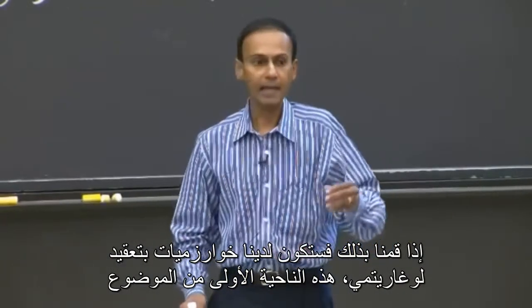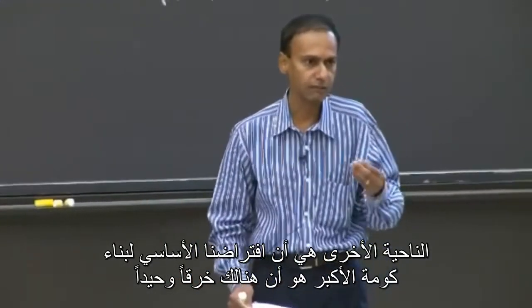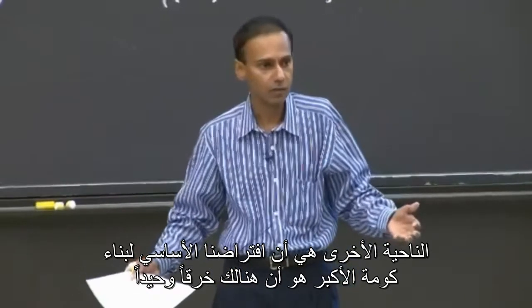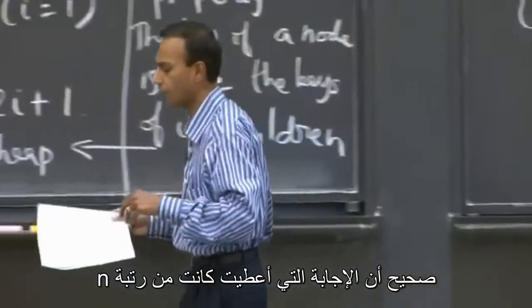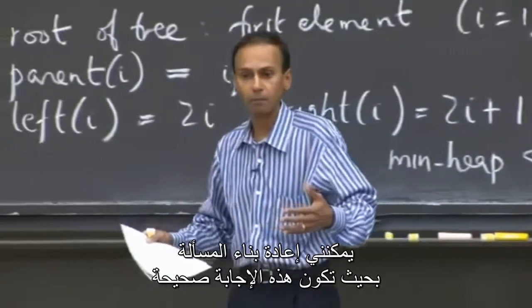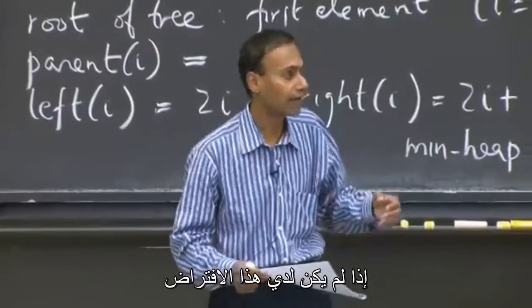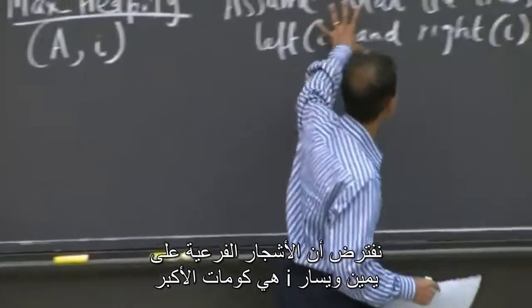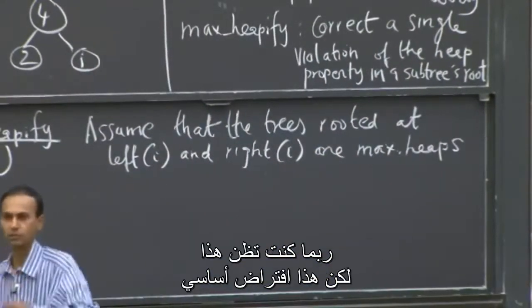That was one aspect of it. The other aspect is the key assumption that we're making with respect to build max heap, that there was a single violation. It is true that the answer that was given, order n, would be a problem. I could set it up so that's actually the right answer if I did not have this assumption. Where do I have that here? Assume that the trees rooted at left i and right i are max heaps. So maybe that's what you were thinking.